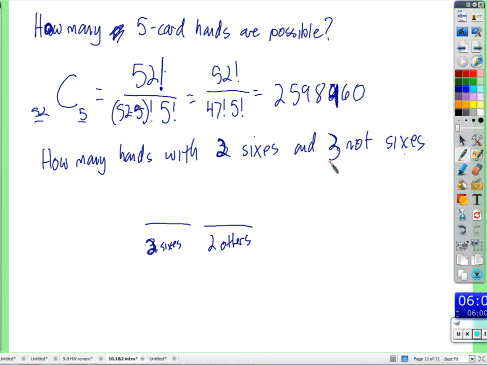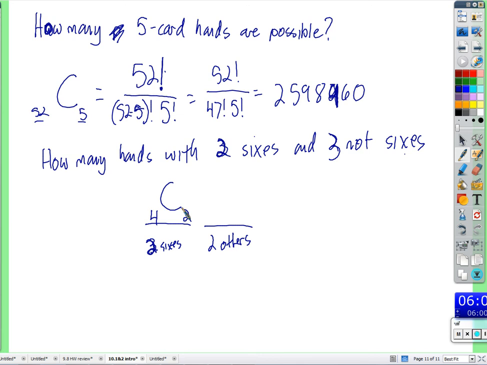Okay, well, there's an easier way. Six. We're choosing how many? Two. Out of how many? Four. There are only four sixes. Does order matter or not? No. There's 4C2 ways to pick two sixes. Right?